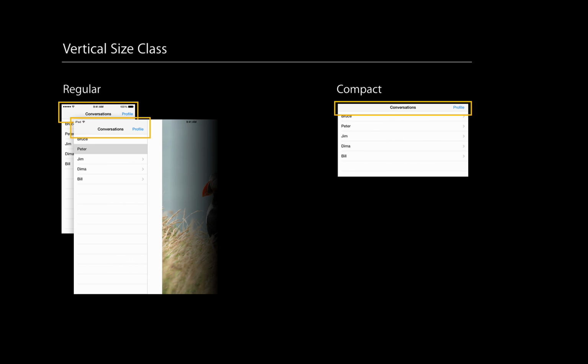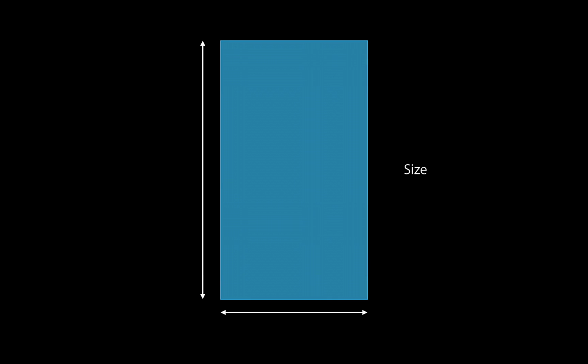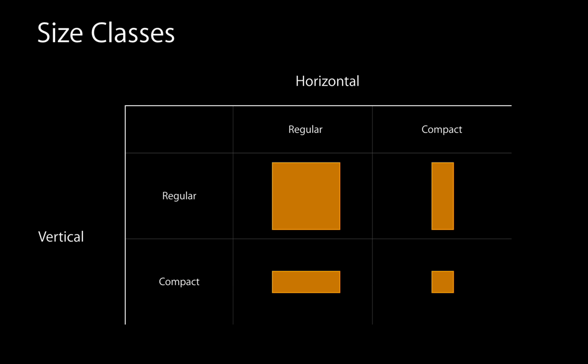Now, you can think of these two size classes in a similar way to the way size works. Just like a size has a horizontal and vertical dimension, so does a size class. So if you put these two concepts together, you get a 2x2 grid that defines any of the possibilities of regular and compact in both the horizontal and vertical directions. And you can have a view controller with any of these four possibilities, which results in different layouts like you'd see here.